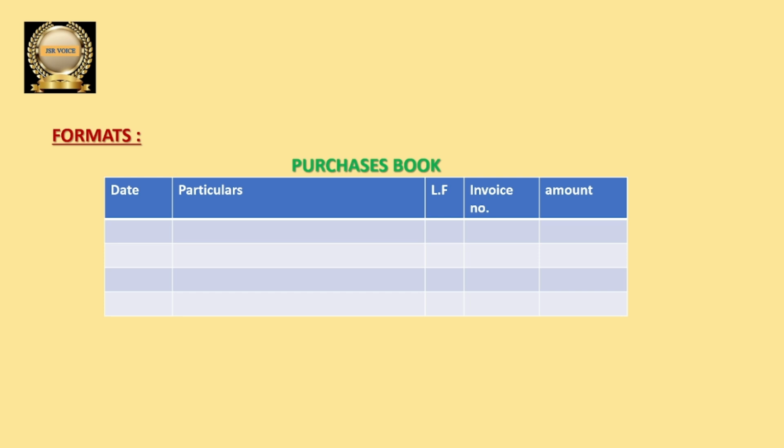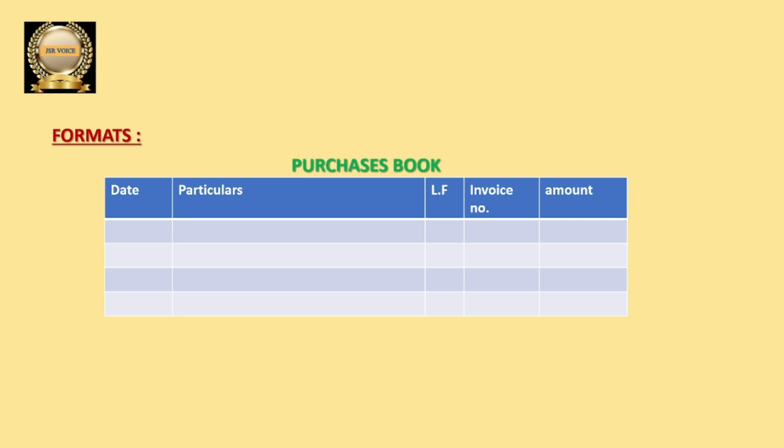In the date column we should write the date. In the particulars column we should mention the name of the person from whom the business is purchasing. Only the name of the person will be mentioned. The LF column will be empty while doing problems for education purpose, because whenever any business maintains accounts, then the LF column needs to be filled. For now we keep it empty. Next is invoice number, which means bill number. When the business is purchasing, they receive a bill, and that bill number will be recorded there.